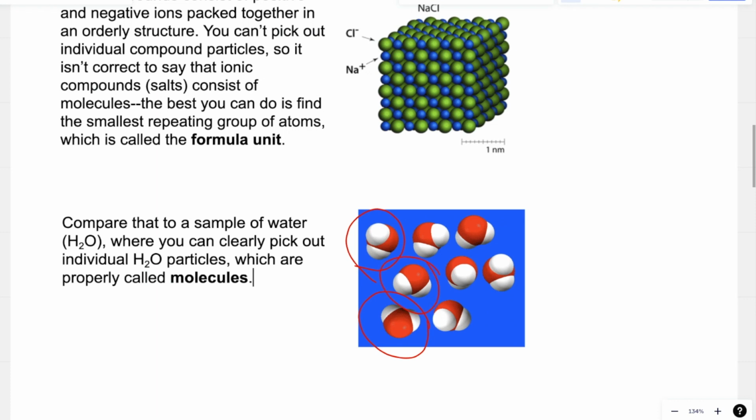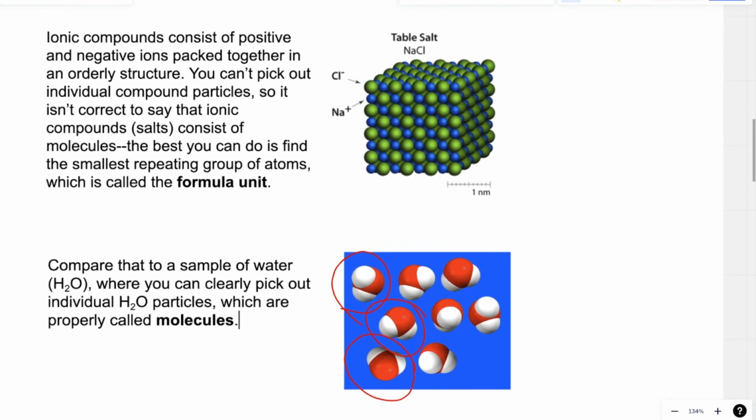You can see in this picture of water molecules, you have distinct particles, molecules. If you have something like table salt, sodium chloride, there are no individual molecules. If you look closely, you can pick out formula units. In this case, that formula unit would contain one sodium ion and one chloride ion. But it is not correct to call that unit a molecule.